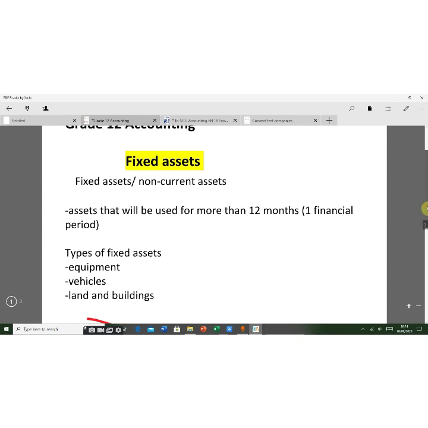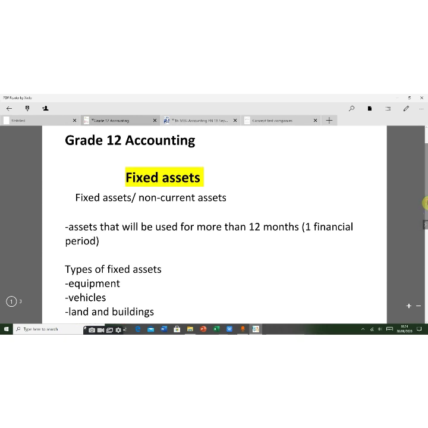As you may know, in accounting we have 5 elements, which are assets, equity, and liabilities, and then income and expenses. Assets, equity, and liabilities form part of the balance sheet statement, and then income and expenses form part of the income statement.